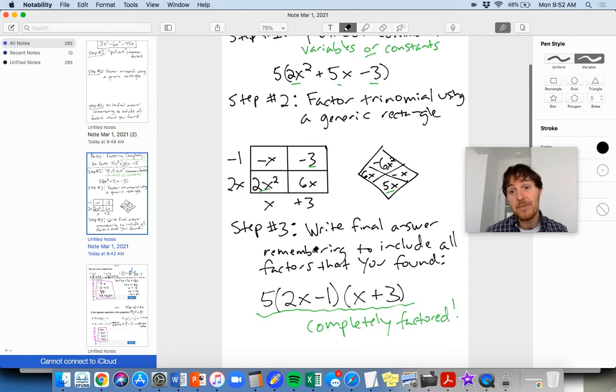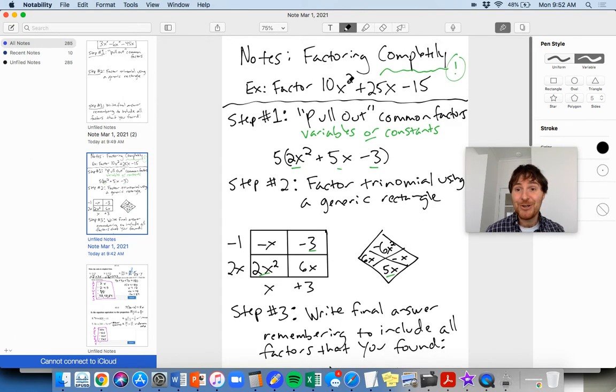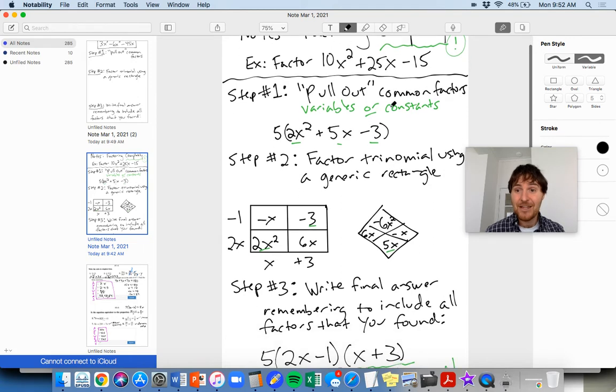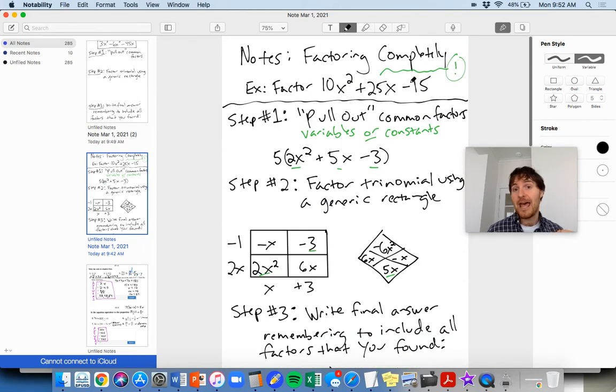So step 3, again, is the easy step here, and a lot of people forget it. You've got to write this whole original sum in fully factored form. So don't forget, you had factored out a 5 in step 1, and then in step 2, that's where you factor inside parentheses. So we found two factors, x plus 3 times 2x minus 1. That equals 2x squared plus 5x minus 3, but it doesn't equal this, right? Because this times 5 equals that.